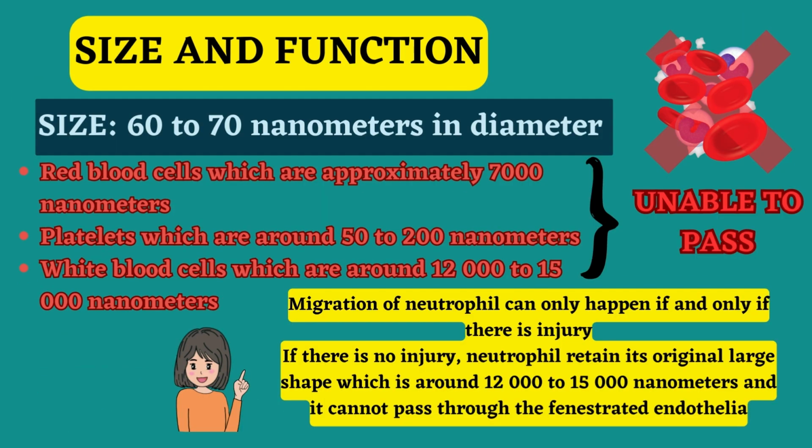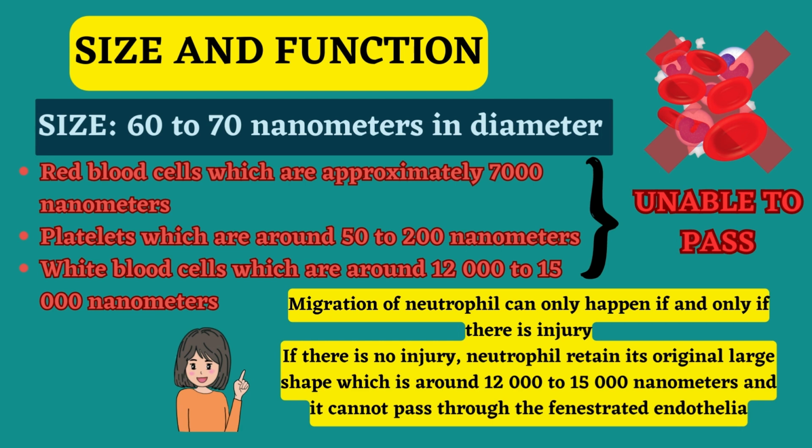These fenestrations are 60 to 70 nanometers in diameter, and this means anything that is larger than these holes cannot pass through the opening. So, blood cells like red blood cells, which are approximately 7,000 nanometers wide, and platelets which are around 50 to 200 nanometers are unable to pass through the fenestrated endothelia.